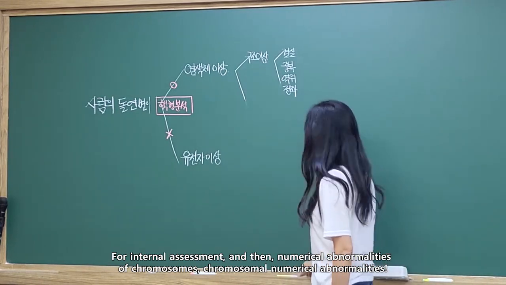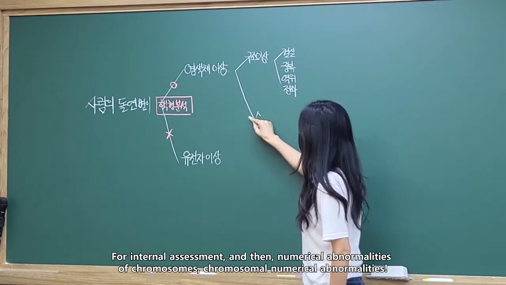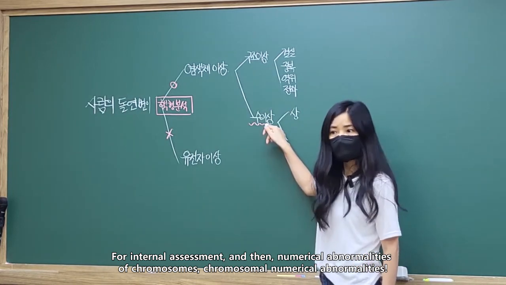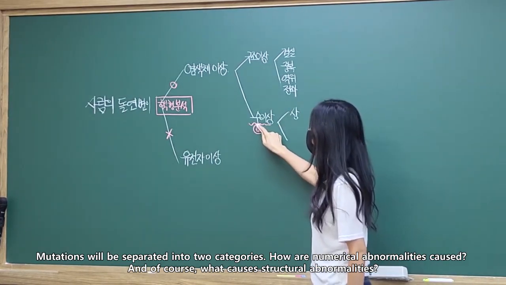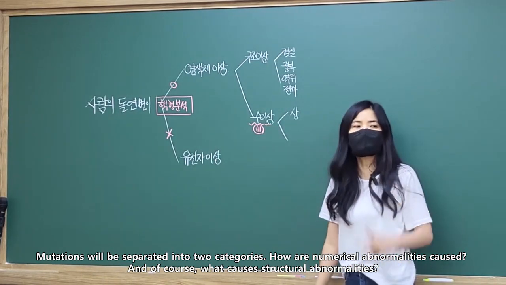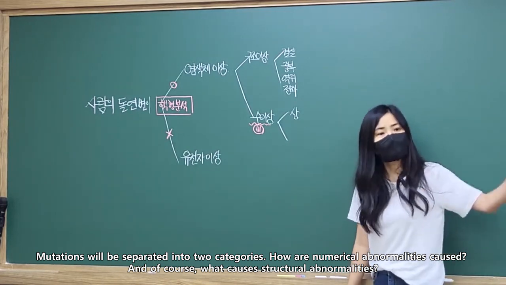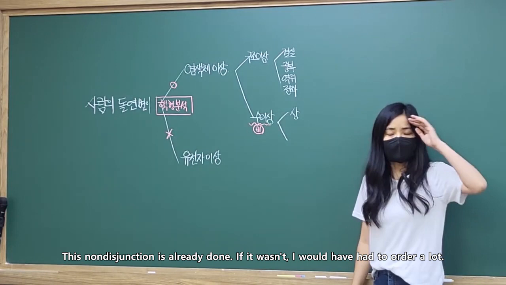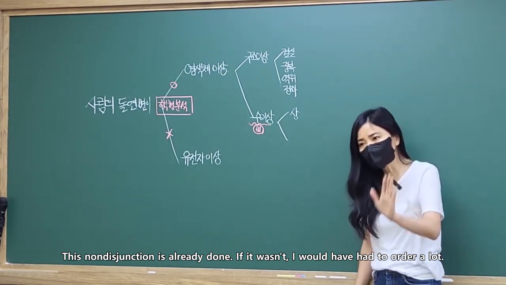Then numerical abnormalities of chromosomes, chromosomal numerical abnormalities. Mutations will be separated into two categories. How are numerical abnormalities caused? And of course, what causes structural abnormalities? Today we can leave comfortably in just 30 minutes. This non-disjunction is already done. If it wasn't, I would have had to order a lot.